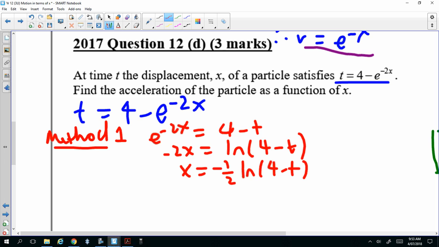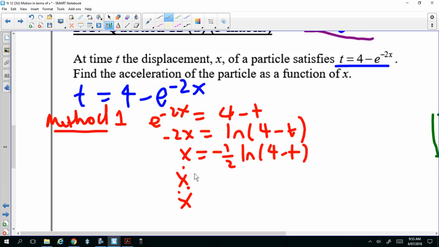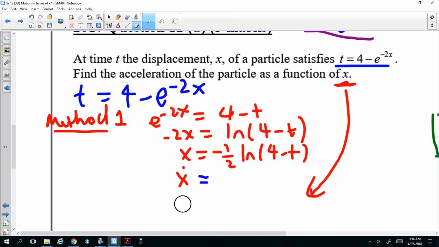Actually, we could finish that off. So what's x dot? That will be, let's do that. We get half, so you get negative half times negative 1 over 4 minus t, and the negatives cancel. You get 1 over 2, 4 minus t, right? And then you have to write that in index form, 4 minus t to the power negative 1.